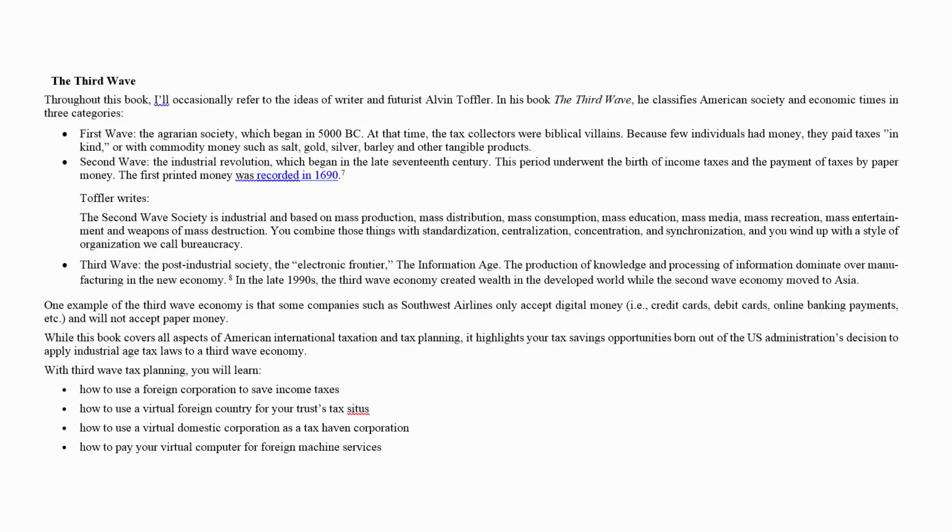While this book covers all aspects of American international taxation and tax planning, it highlights your tax savings opportunities born out of the U.S. administration's decision to apply industrial-age tax laws to a third-wave economy. With third-wave tax planning, you will learn how to use a foreign corporation to save income taxes, how to use a virtual foreign country for your trust tax purposes, how to use a virtual domestic corporation as a tax haven corporation, how to pay your virtual computer for foreign machine services.